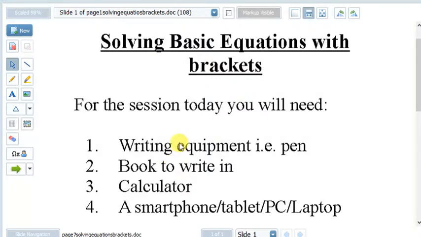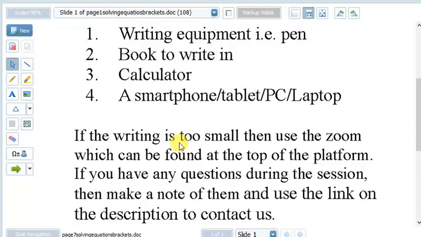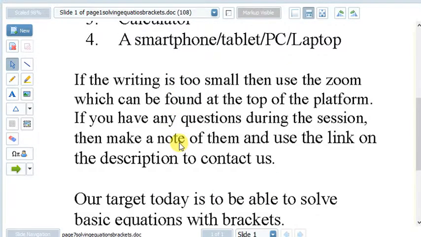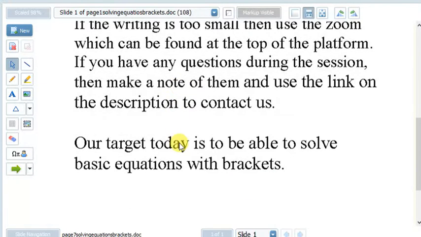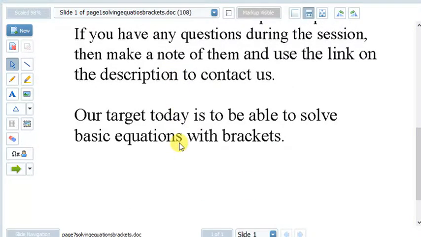So for the session today, you will need writing equipment, i.e. pen, pencil, a book to write in, a smartphone, tablet, PC or laptop. If you have any questions during the session, then please make a note of them and use the link in the video description to contact us. Our target today is to be able to solve basic equations which include brackets.